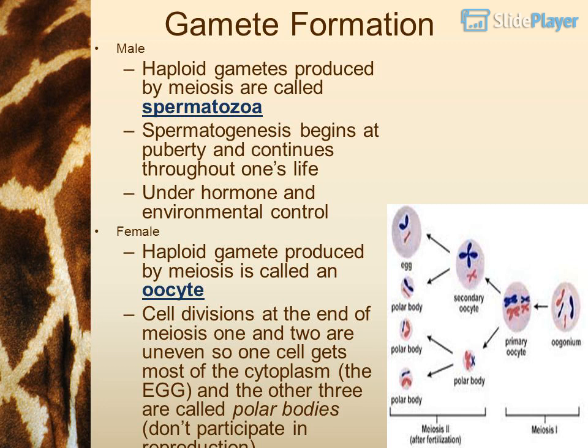Important. Female gametes are stuck in prophase 1 until puberty. They complete meiosis 1 every month and the secondary oocyte is released from the ovary. Female gametes only reach and complete meiosis 2 if they are fertilized.